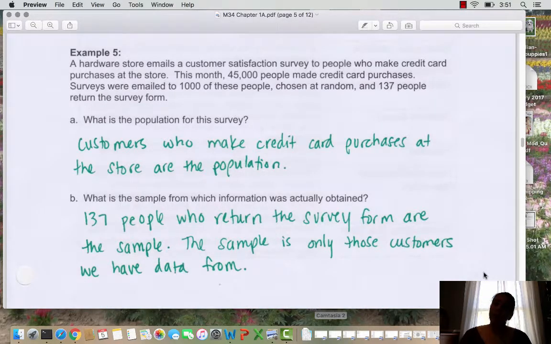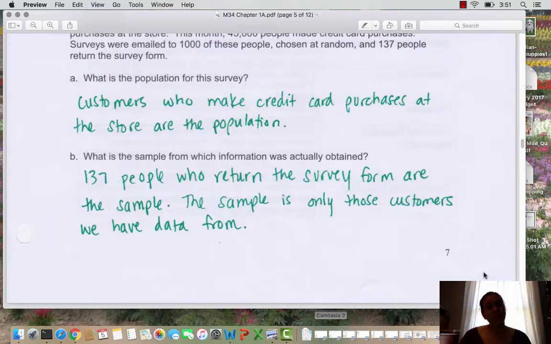In example 5, a hardware store emails a customer satisfaction survey to people who make credit card purchases at the store. This month we know 45,000 people made credit card purchases. Surveys were emailed to 1,000 of these people, chosen at random, and 137 people returned the survey form. So we want to know what's the population. The population is this larger group of customers who make credit card purchases at the store. And the sample is just the 137 people who return the survey form. Remember, the sample is only those customers we have data from. So even though 1,000 people receive the survey, they aren't part of the sample unless they've returned the survey and we have data.